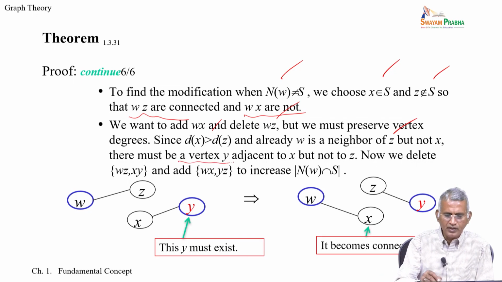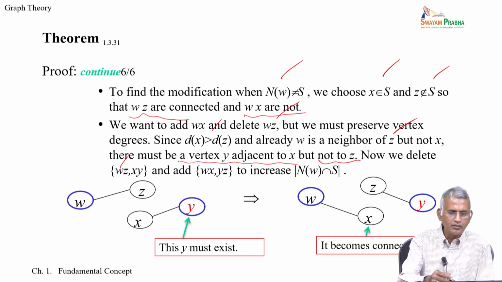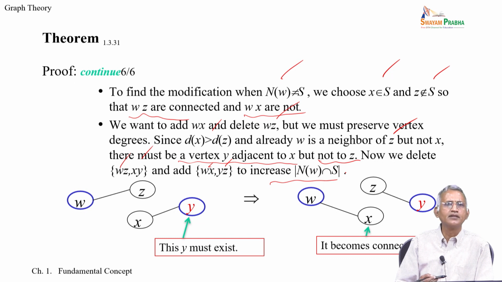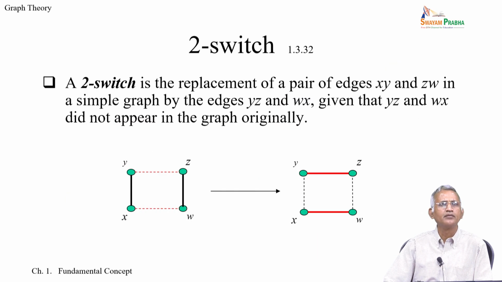So, there must be a vertex Y adjacent to X but not to Z. So, delete WZ, XY and add WX, YZ to increase N of W intersection S. Therefore, W to Z, X to Y, this Y must exist and it becomes connected to W. So, this way we can do another way of writing the proof of the theorem.